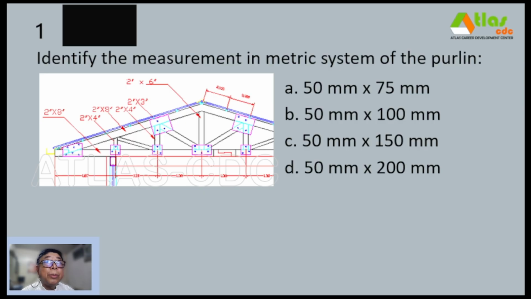Number 1, identify the measurement in metric system of the purlin. A. 50 mm by 75 mm, B. 50 mm by 100 mm, C. 50 mm by 150 mm, and D. 50 mm by 200 mm.